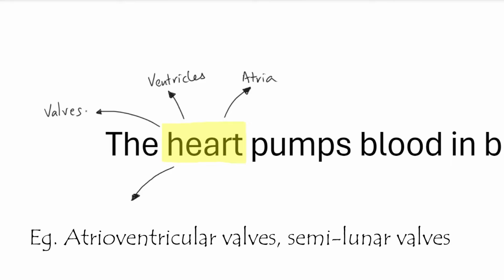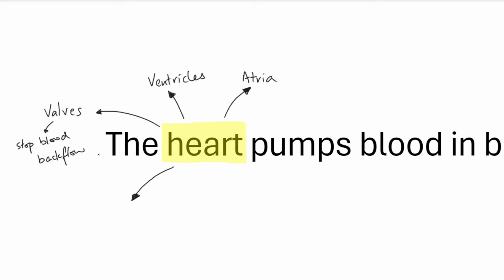The key thing about valves is that they stop the backflow of blood. When the atria contract to push the blood to the ventricles, and then the ventricles contract, the blood will go upwards. It can either go through the vessels out of the heart, which is what it's intended to do, or sometimes it could go back to the atria, which is what you don't want.